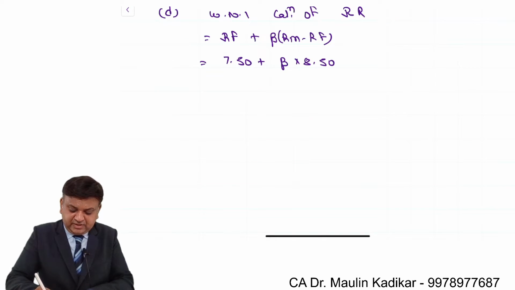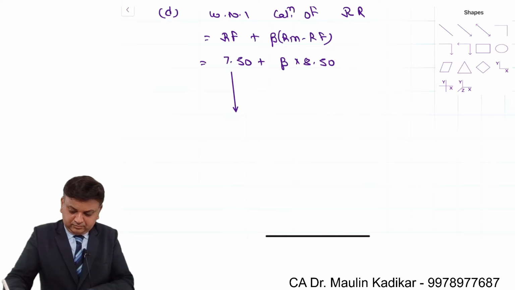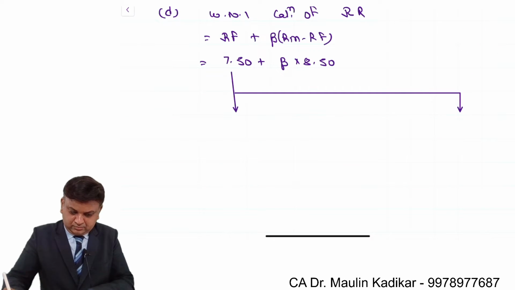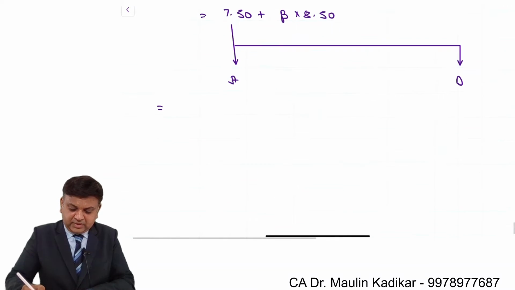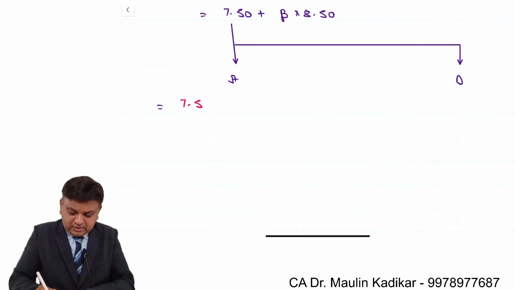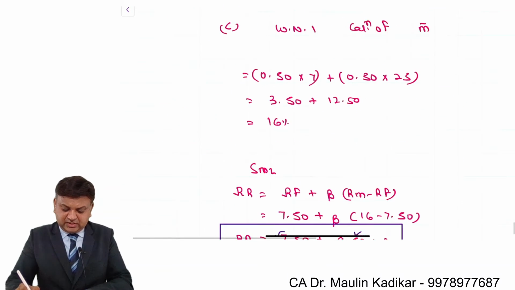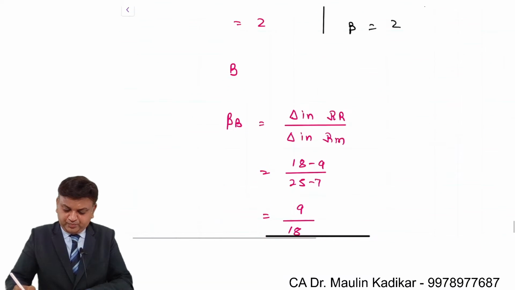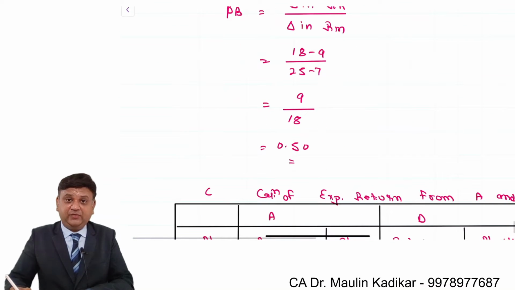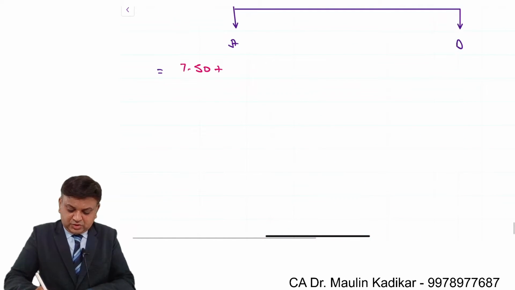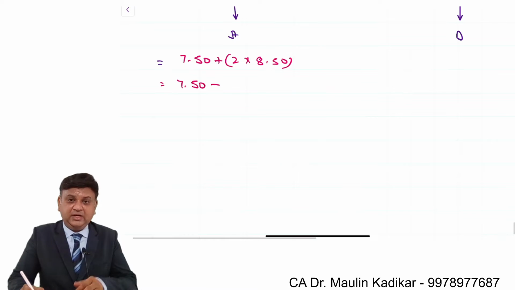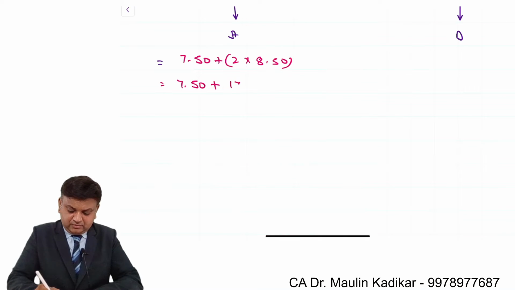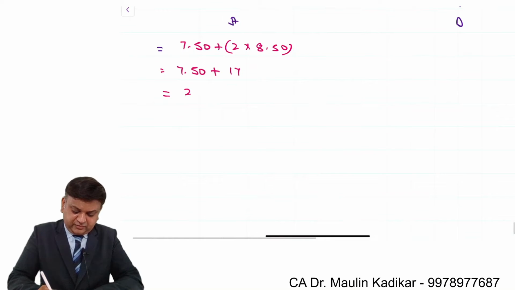Okay. Now this answer will be divided into two parts: security A and security D. So it is 7.5 plus, as far as the aggressive stock is concerned, its beta is 2, and for the defensive stock, it is 0.5. So this is 2 into 8.5. So 7.5 plus 8.5 into 2, that is 17, so overall it comes to 24.5.